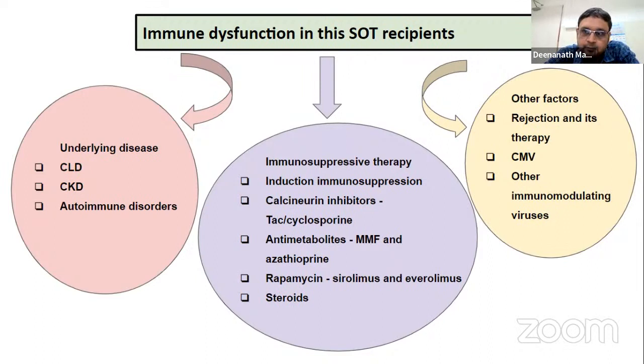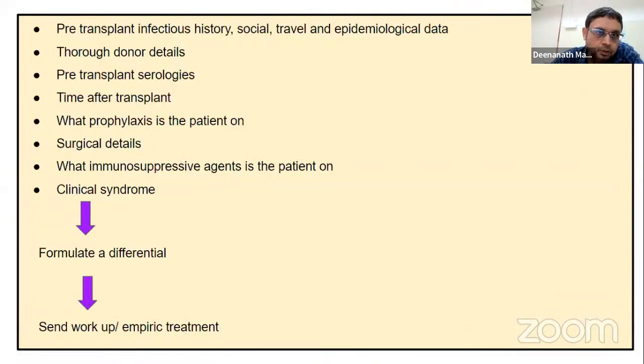Then viruses like CMV. We have all seen how immunomodulatory COVID is. So CMV is similar. CMV patients can be predisposed to a number of other infections. So a number of reasons why these patients who have undergone solid organ transplants can be immunosuppressed. So that's why formulating a differential is a complex process.